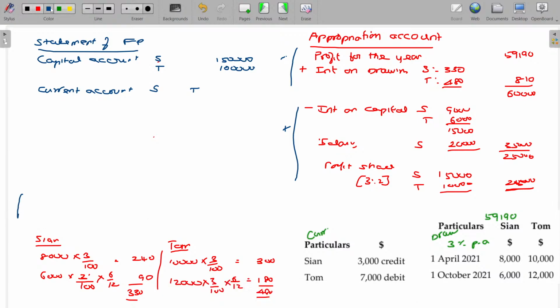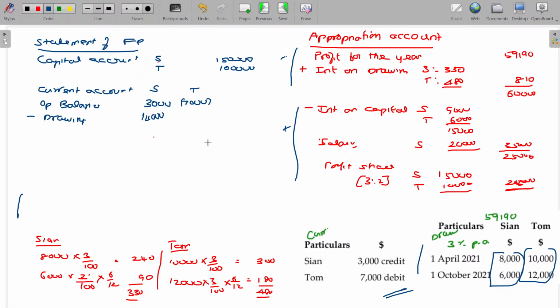So opening current account being here, opening balance. Sian 3,000 and Tom 7,000 debit. I represent that in brackets. Debit balance. What to be added? First you have to subtract what? Drawings should be subtracted. Minus drawings. Drawings being Sian 14,000 and Tom 22,000.